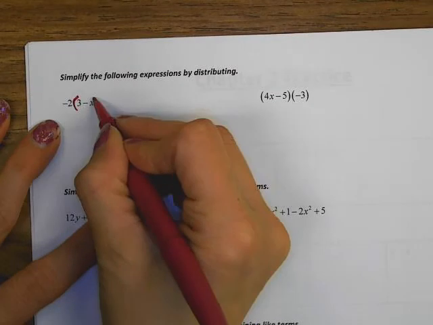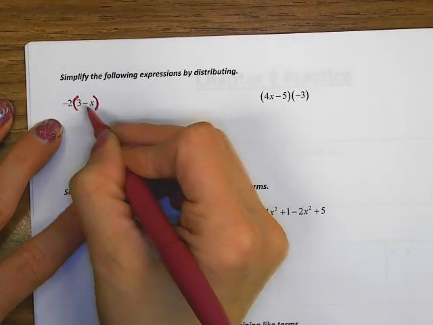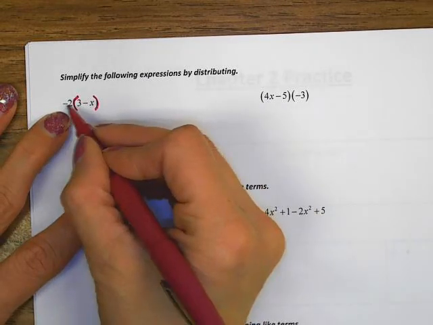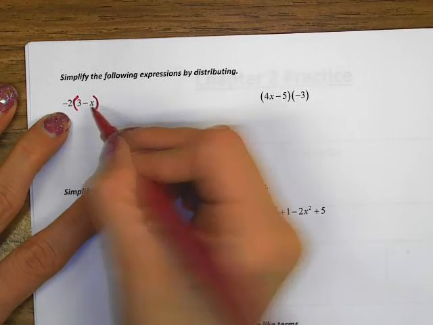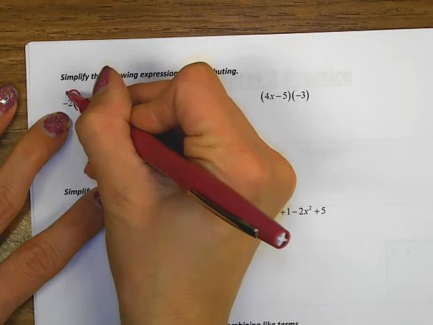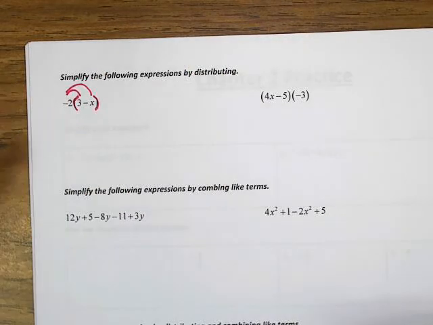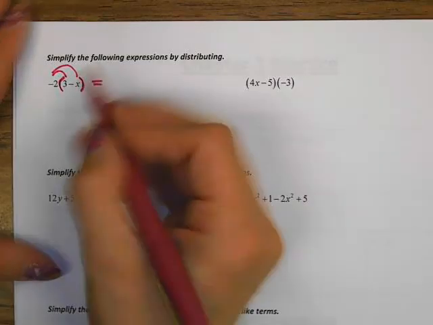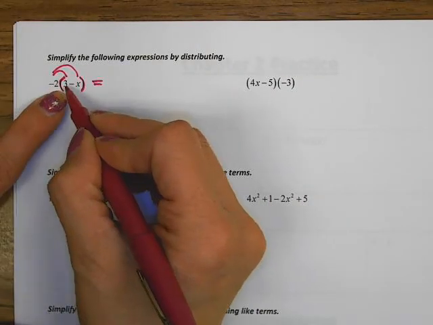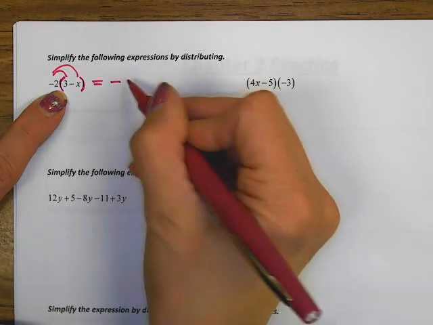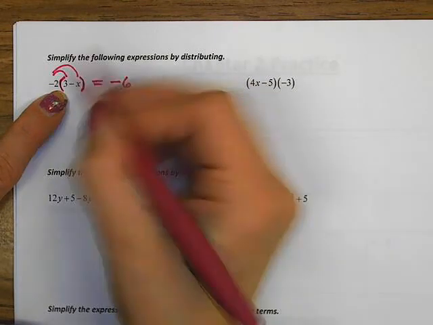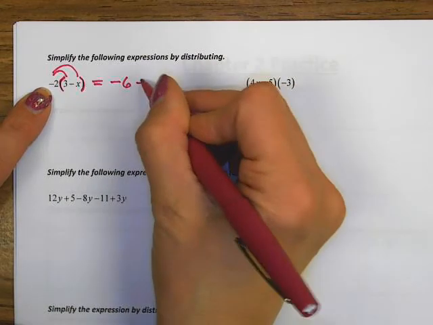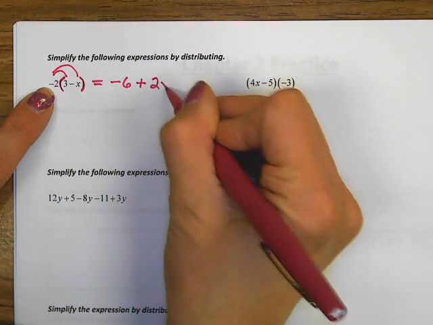Everything inside of this set of parentheses is going to get multiplied by negative 2. Okay, I know it's negative 2 times all of these terms. So we did the rainbow, we drew the arrows a lot. If you need to do that on the final, go ahead and do that. A negative times a positive is negative 6. A negative times a negative is positive 2x.